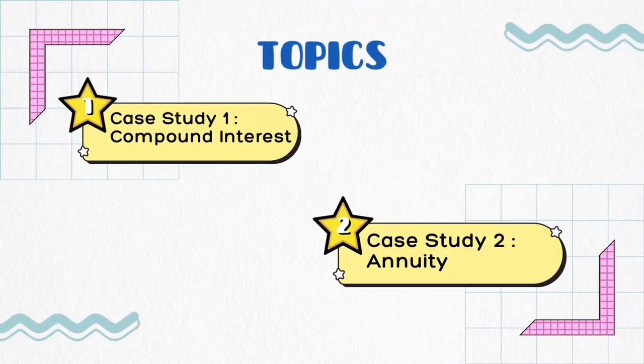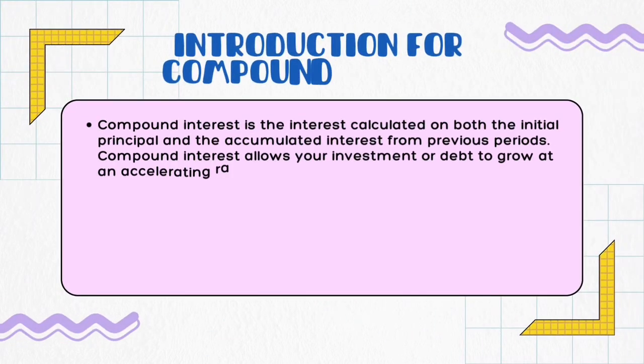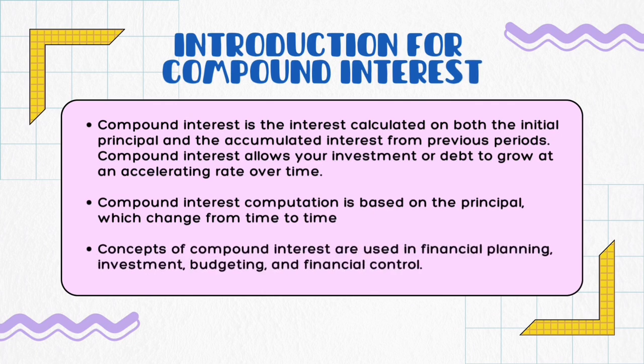For this group presentation, we will cover two chapters, which are compound interest and annuity. Compound interest is the interest calculated on both the initial principal and the accumulated interest from previous periods. Compound interest allows your investment or debt to grow at an accelerating rate over time.